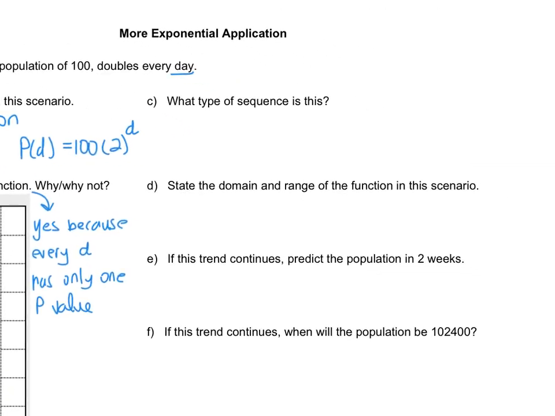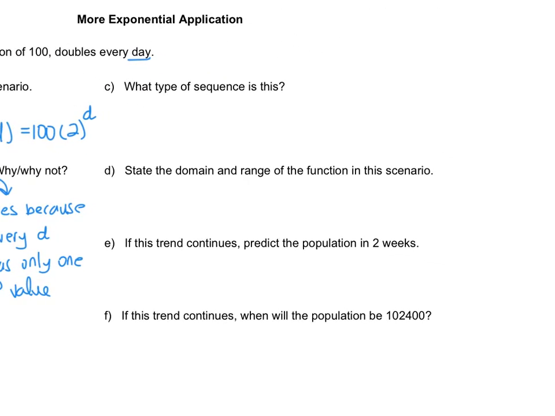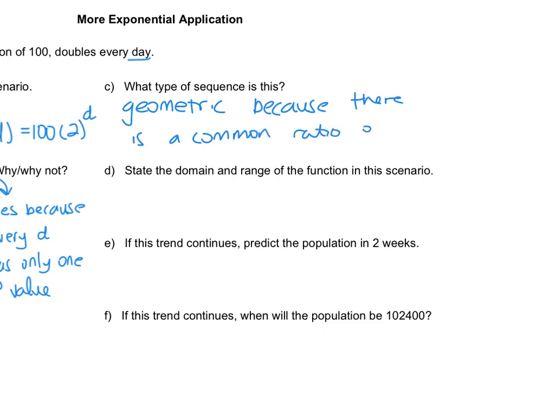All right, so what type of sequence is this? Well, because we have an exponential function and we see that the growth rate is 2, that should make us think of a common ratio, which means this must be a geometric sequence. So geometric because there is a common ratio of 2.